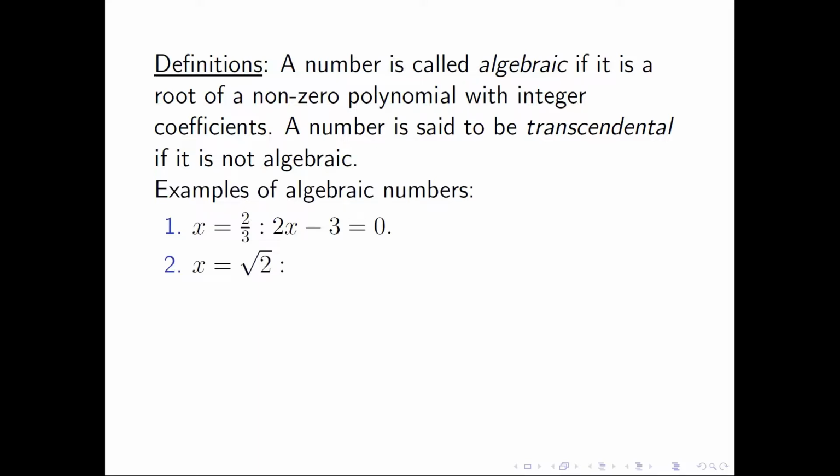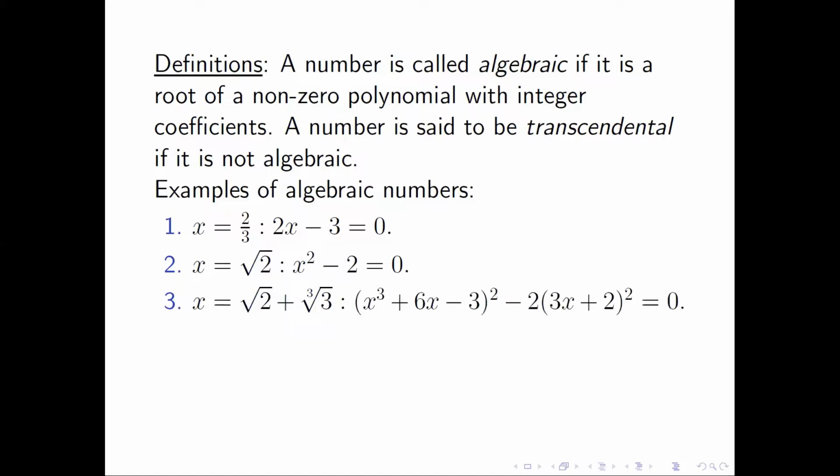Some irrational numbers can also be algebraic. For example, x is square root of 2. It is a root of x squared minus 2 equals 0. You see, it is a quadratic polynomial with integer coefficients. A more complex example, x is square root of 2 plus cube root of 3. It is actually a root of a 6th order polynomial with integer coefficients. You can check it.